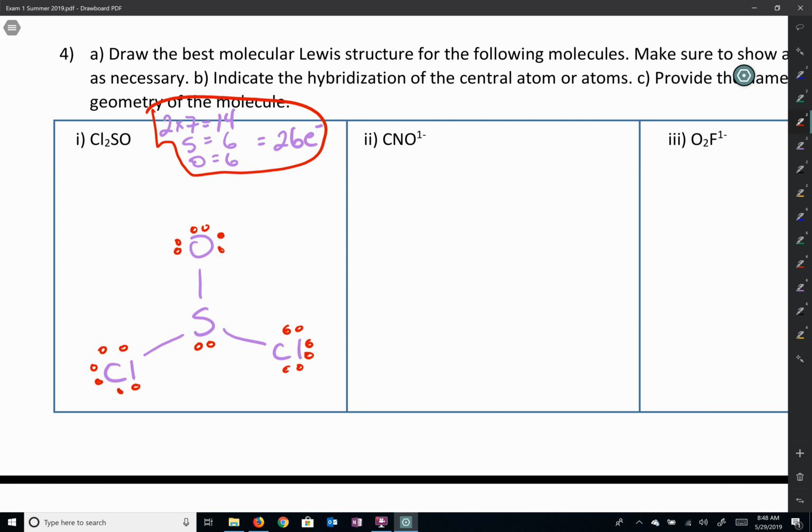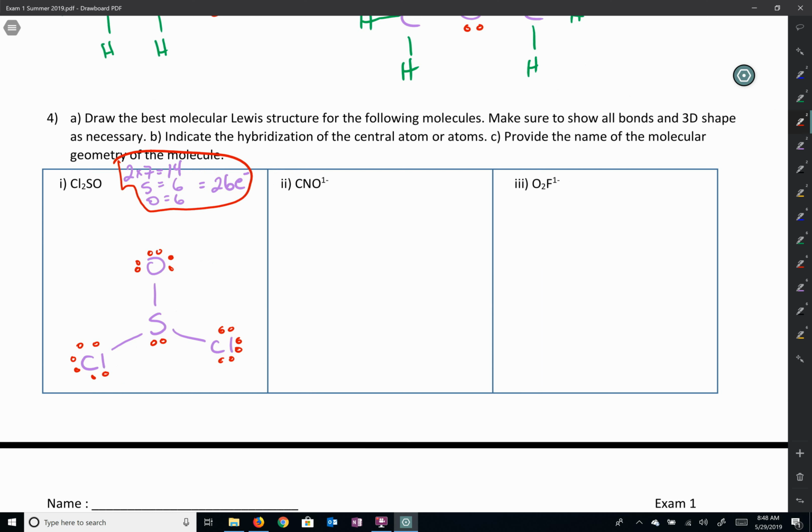We have to show all bonds and show 3D shape, okay? So the way we have it drawn right now, it's a flat planar molecule. But if you notice, let me switch colors here, we have 1, 2, 3, 4 things around that central sulfur. If you have 4 things around a central sulfur, it's not a flat molecule. The electron domain geometry is going to be tetrahedral. So we got to redraw this. We got to make this look like a tetrahedron.